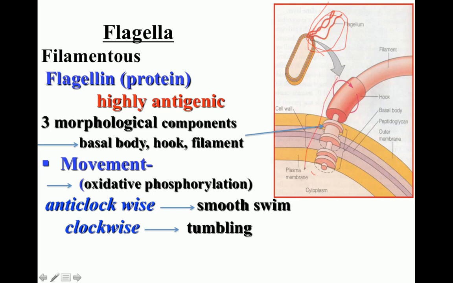It has three morphological components. The first component is in the form of rings. It is known as the basal body. This basal body is attached to the plasma membrane over here, as you can see in this picture. Attached to the basal body is the hook. This is the hook which connects the basal body with the filament that is coming out of the cell and is responsible for the movement of the bacteria. Now, the movement requires oxidative phosphorylation, and two types of movements have been observed. Either it is anti-clockwise, which is known as smooth swim, or it is clockwise, and then it is known as tumbling.